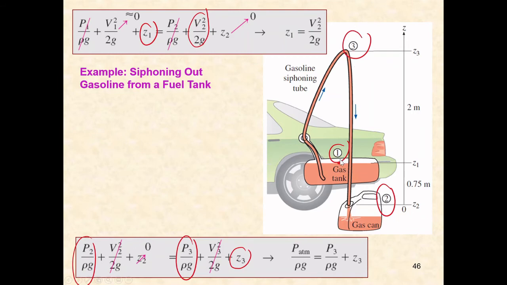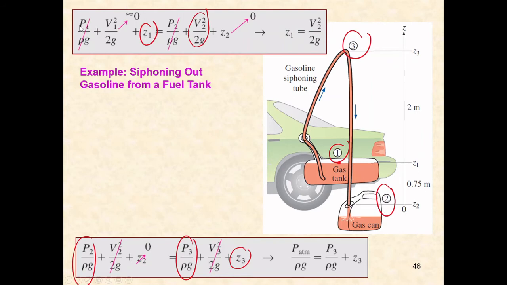The significance of this example is that when we compare different points, we get different information. For example, when we compare point 1 with point 2, we get to estimate the velocity at point 2 that is flowing out. And when we compare point 2 with point 3, we can estimate the pressure at point 3. Okay, so these are the information we can get. So let's look at the example where we compare point 1 with point 2.